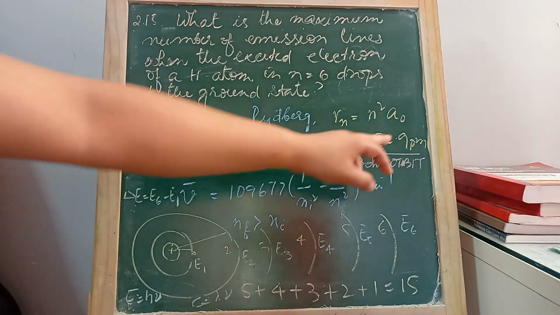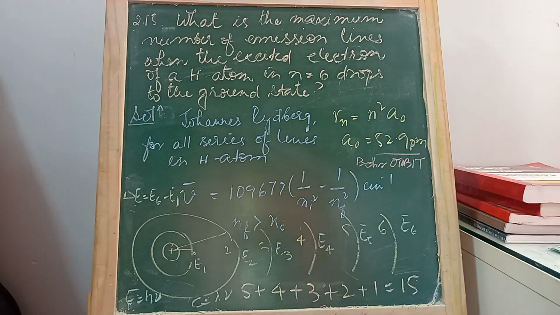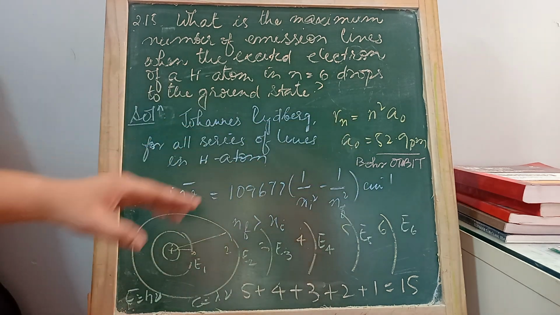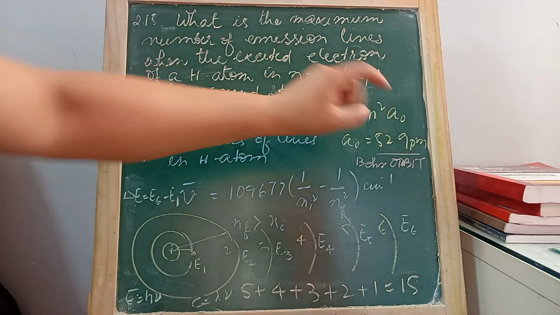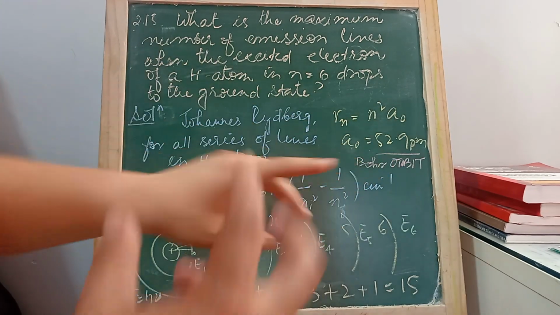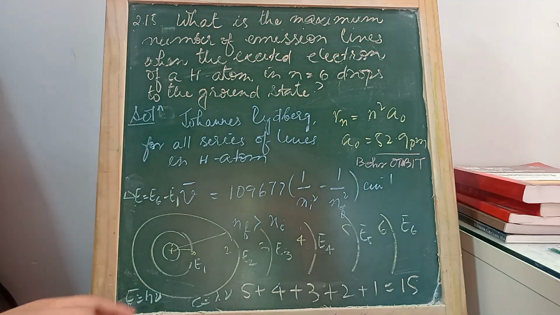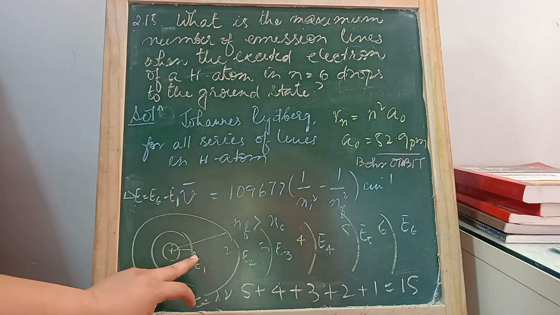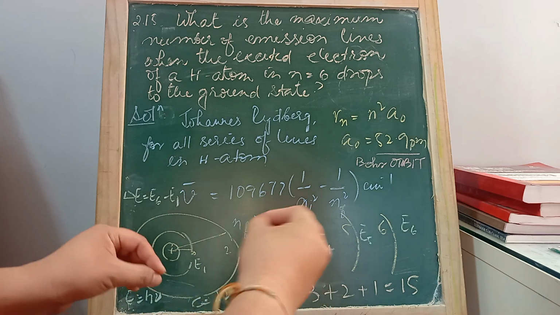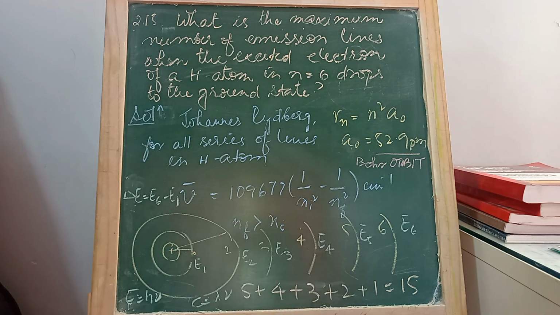It is a fixed value, 52.9 picometer, and it's also called the Bohr radius. What that means is, if we want to find the radius of the first orbit, we put the value of n as 1. So 1 square is 1, which means the radius will be A naught, 52.9 picometer. So in a hydrogen atom, the radius of the first orbit is 52.9 picometer. Pico is 10 to the power minus 12. So the electron will be 52.9 picometer away from the nucleus. That's what we call the Bohr orbit.